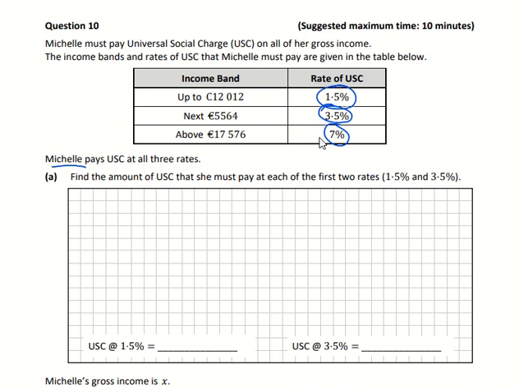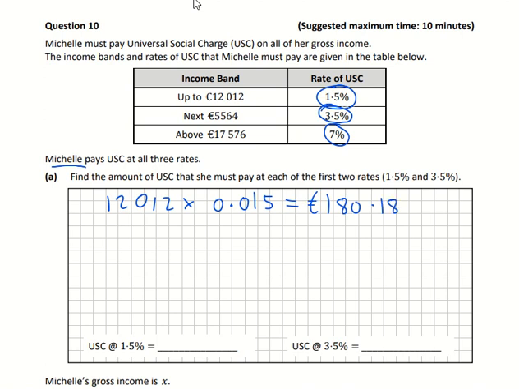So for the first part, all you have to do is work out how much she pays at 1.5%. So that's just 12,012 multiplied by, and there are different ways of finding percentages. One way is to multiply by 1.5% and use the percentage button on the calculator, or you could convert that to a decimal or to a fraction. If you convert to a decimal, it would be 0.015. If you just calculate that, it'll give you the answer, and it's €180.18.